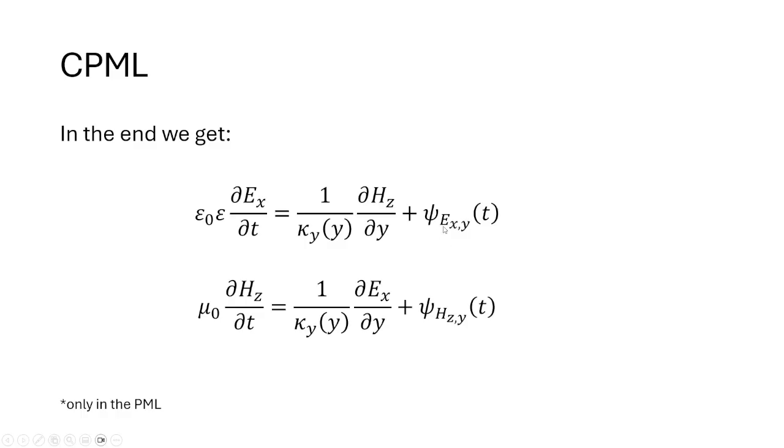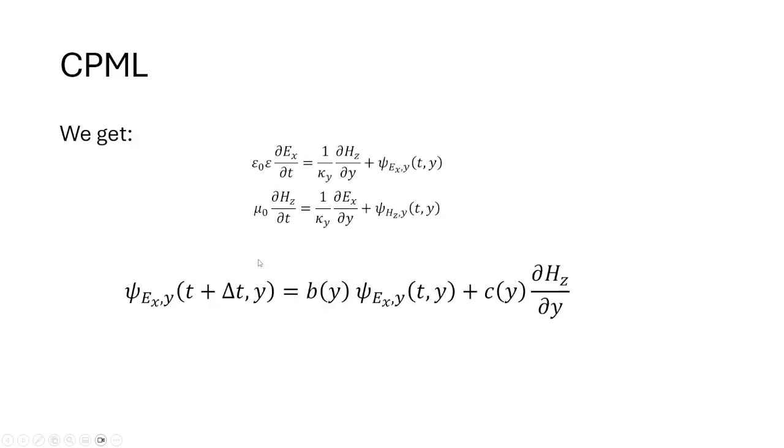But now we need ways to calculate our psi's. Luckily, we have update equations for the psi's. Okay, so again, I'm not deriving this stuff. I'm just giving it to you. So if you know psi_Ex,y at t, y, so at some time step t, then you can calculate psi at the next time step, t plus delta t. And it's just this update equation here. So you need the psi at the previous time step, and you need to calculate the derivative of your Hz field, which again we do using finite differences. And these b_y and c_y coefficients, I'll show you what those are in a second.